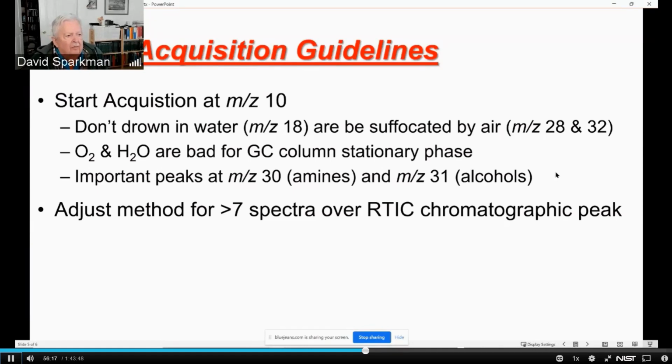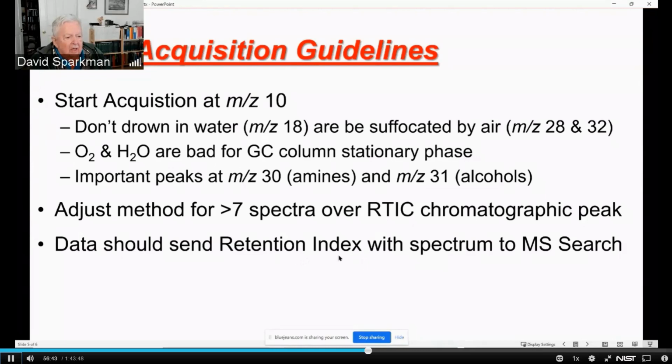Adjust your method for greater than 7 spectra over the chromatographic peak of a pure compound. This may require that you have different settings for different ranges of the chromatogram, especially when doing temperature programming.